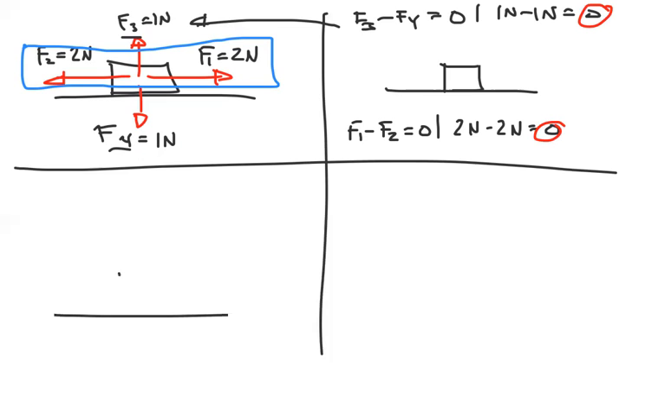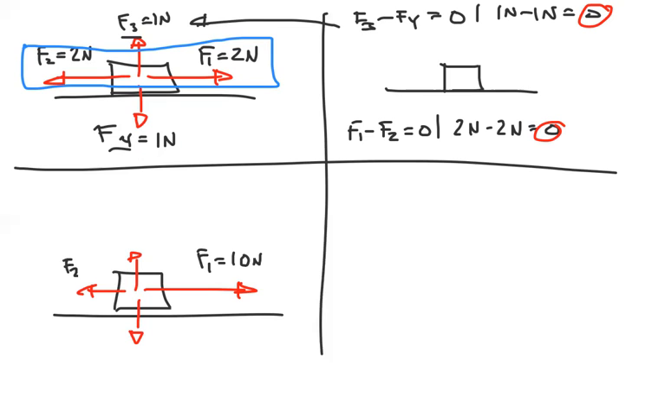Versus if we have a box that has an overwhelmingly larger vector in one direction than another, then we need to account for that. Let's give some numbers here. This would be F1. Let's call that 10 Newtons. This would be F2. Let's call it 2 Newtons. And then we'll say F3 is still 1 Newton, and F4 is still 1 Newton.